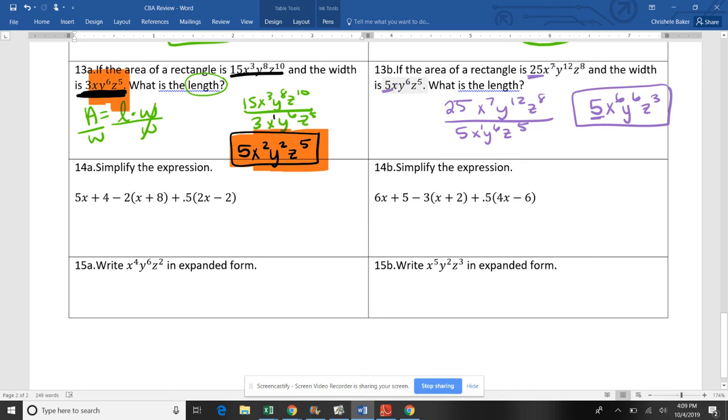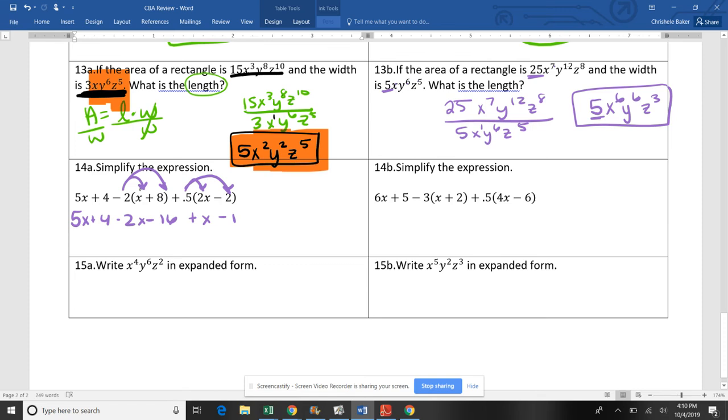Simplify the expression. Now there's no equal sign here, so we're not moving anything to any other sides. We're just combining like terms. We're getting rid of the parentheses. We're eliminating parentheses using distributive property, and then we're combining like terms. So distributive property, ooh, 0.5, fun, we'll get to that. Okay, so 5x plus 4, negative 2x, negative 16, half of 2 is 1, half of negative 2 is negative 1.